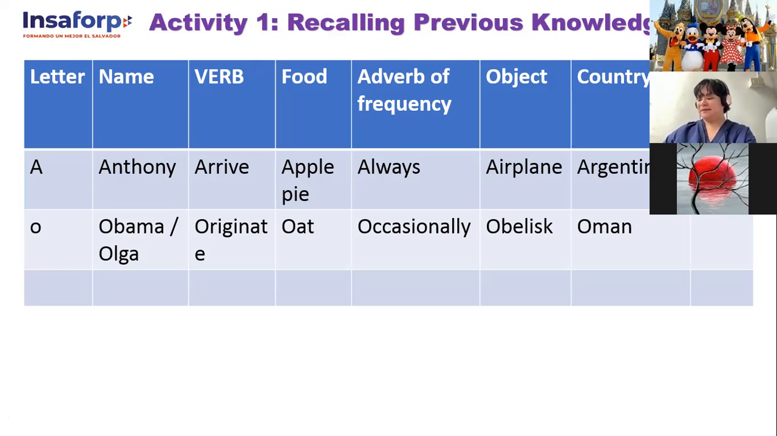Oasis. Okay, also we have outfit. And the only country is Oman. Okay, so very good. Now that you have finished, you have to count the points. How many points did you get? Count your points, please. And write in the chat your points. How many points you got?